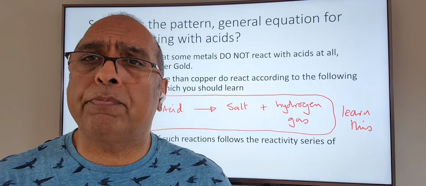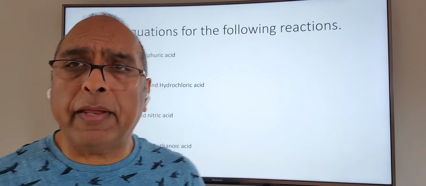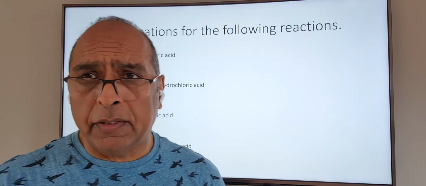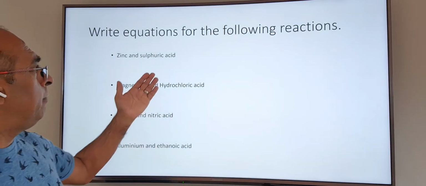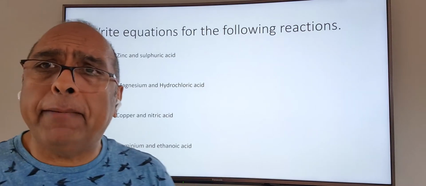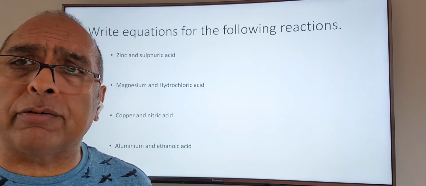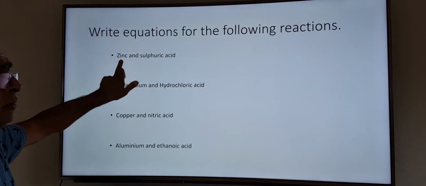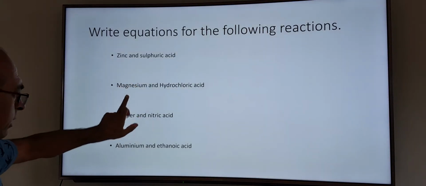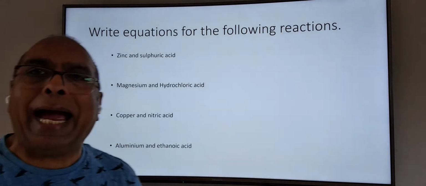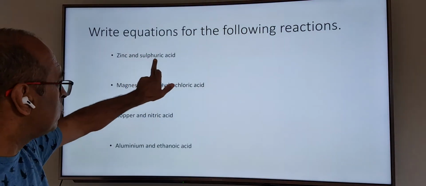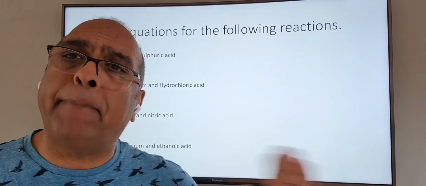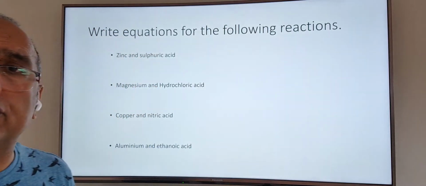So I'm going to just show you this, and then I'll stop the video and start it again. I'll pause the video and put the writing I wanted up then. But I want you to be able to use that general equation and write specific equations for how these metals, zinc, magnesium, copper, aluminium, react with sulfuric acid, hydrochloric acid, nitric acid, ethanoic acid. And I want you to write balanced symbol equations for those four.